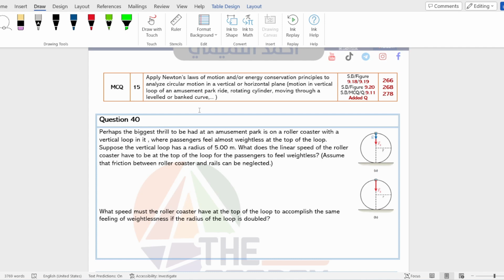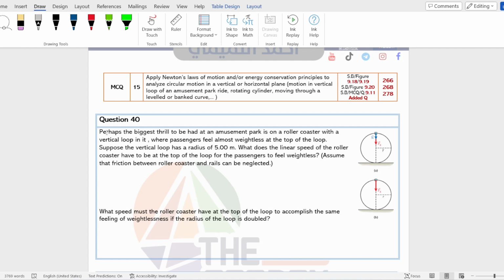Now let's read question 40 together. Question 40. The question tells us: perhaps the biggest thrill to be had at an amusement park is on a roller coaster with a vertical loop in it, where passengers feel almost weightless at the top of the loop. Suppose the vertical loop has a radius of 5 meters. What does the linear speed of the roller coaster have to be at the top of the loop for the passengers to feel weightless? Assume that friction between the roller coaster and rails can be neglected.